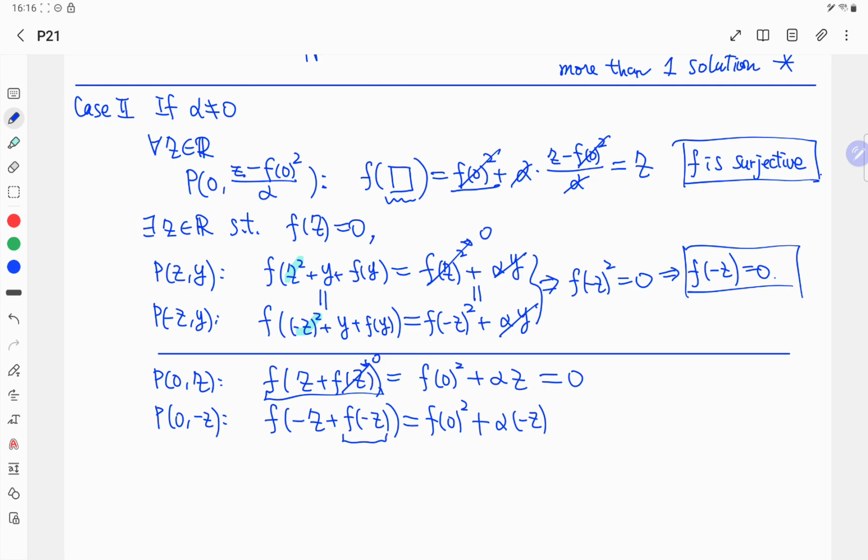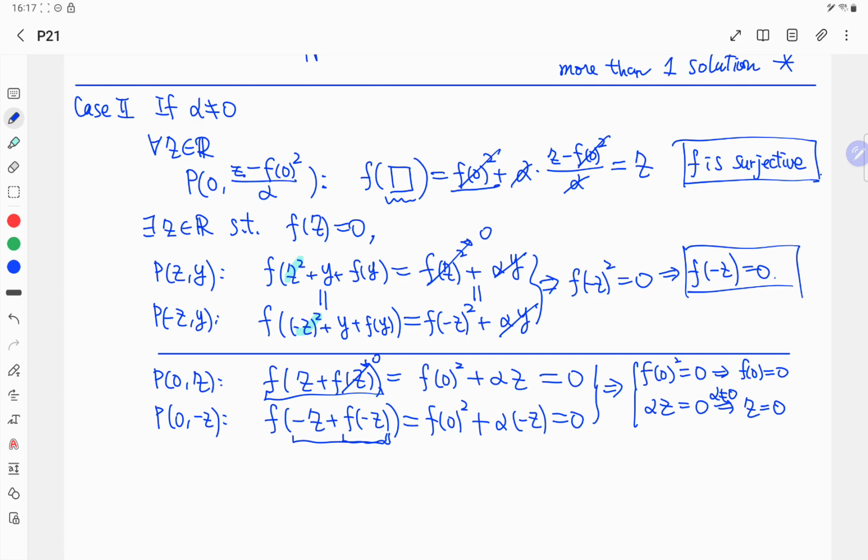Similarly, f(-z) is 0, 0 minus z is negative z, f(-z) is also 0. Okay, with these two joint equations, we can have f(0) quantity squared is 0, and also alpha z is 0. And we notice that alpha is not equal to 0, which means that z equals 0. Also, we have f(0) is 0.